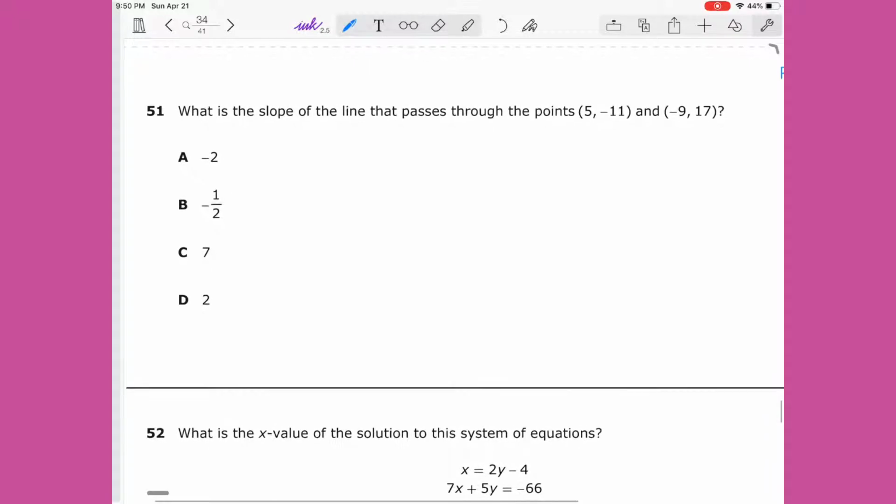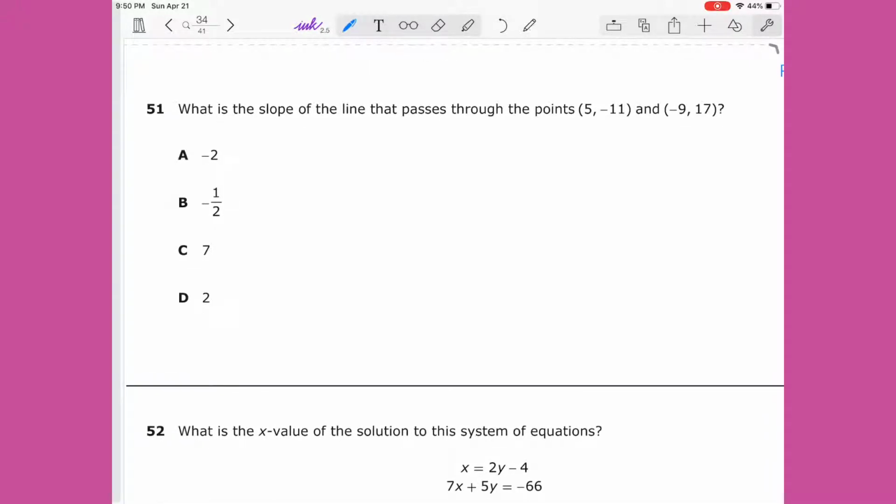51. Got 2 points, and we're talking about a slope of a line. That means we're going to use our point slope form. So I need to find my slope first. So m is going to be equal to label, so xy, xy. So I'm going to do 17 plus 11 over negative 9 minus 5.